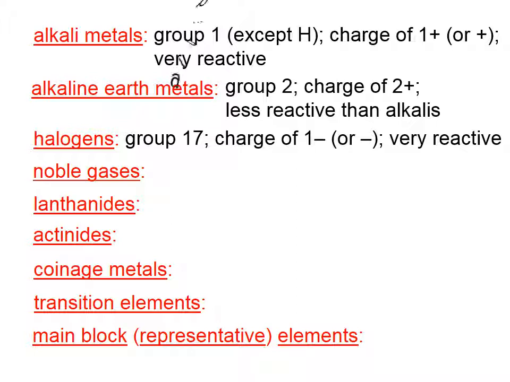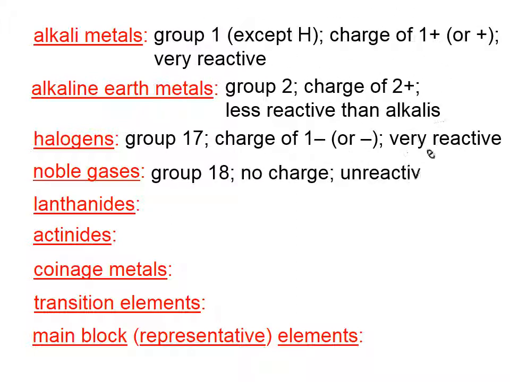The noble gases are all the way on the right side of the table. They are the last group, group number 18, and noble gases don't gain or lose any electrons. And for that reason, they don't react with other elements very well at all. In fact, they're called the noble gases because back in the day, there were two classes of people, the nobles and then the rest of us. And there wasn't a lot of interaction between the nobles and the rest of us. And that's kind of how noble gases are. They don't interact. They don't react with other elements.